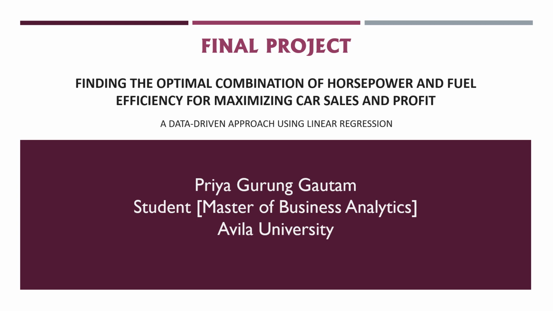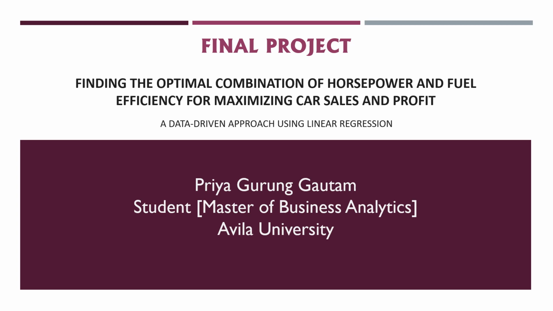Today I will present my analysis exploring the optimal balance of horsepower and fuel efficiency in a car to maximize sales and profit. The auto industry is highly competitive, with automakers constantly evolving to meet shifting customer preferences. Two major factors influencing sales are horsepower, providing power and acceleration, and fuel efficiency, offering practical and environmental benefits. My analysis aimed to uncover how these features relate to sales and profit.